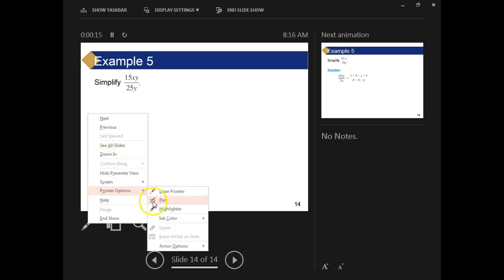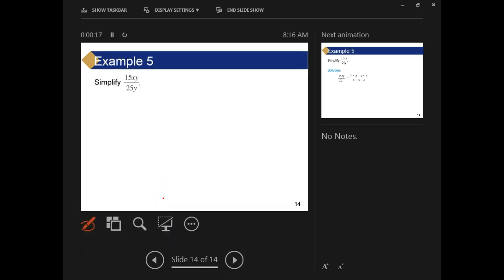Pointer options, pen. Okay. More pointer options, ink color, black. Okay. Well, this is better than we had. Now my screen is even smaller, but let's go from here. Example 7 on page 186. Negative 28a squared.